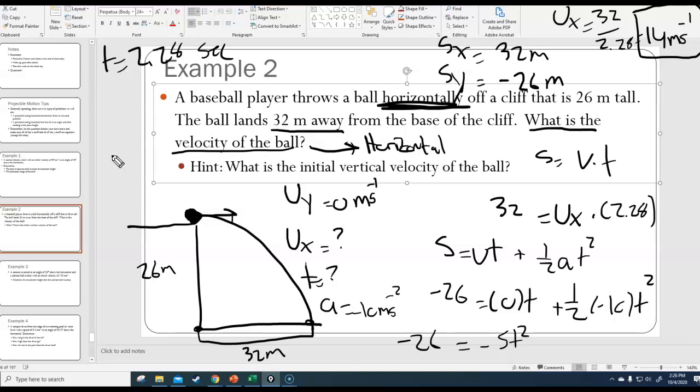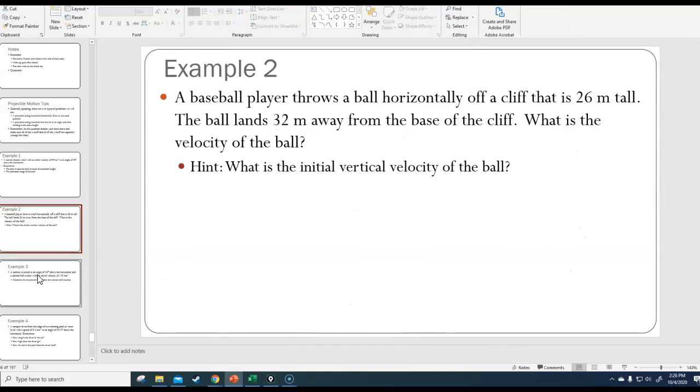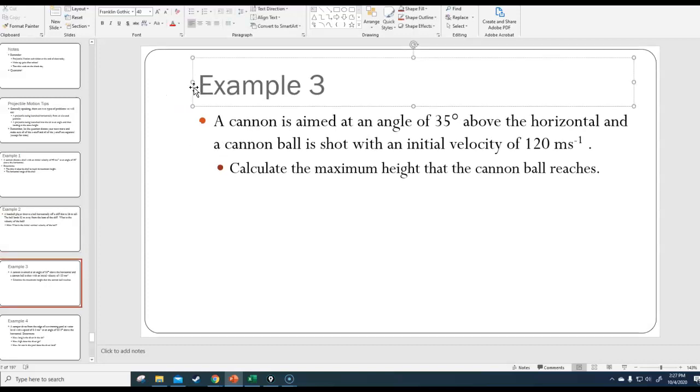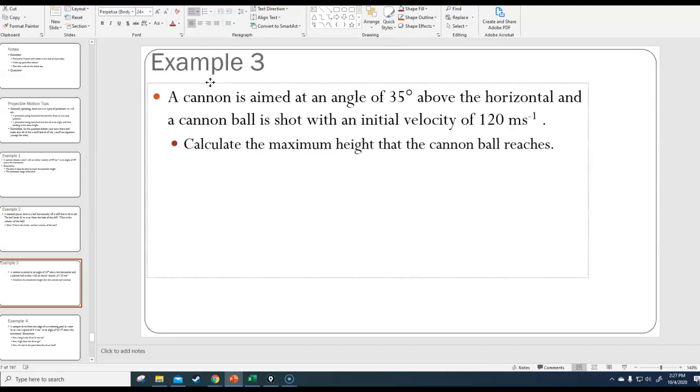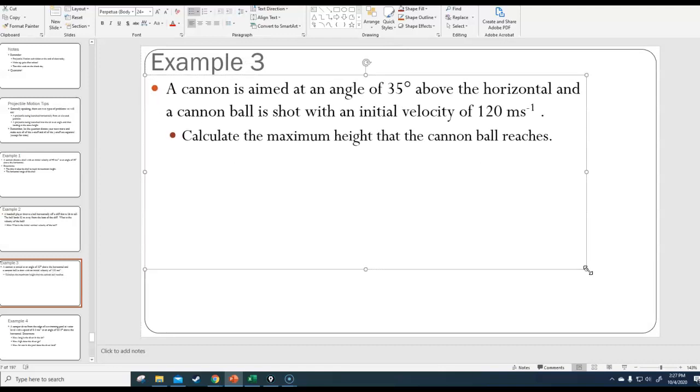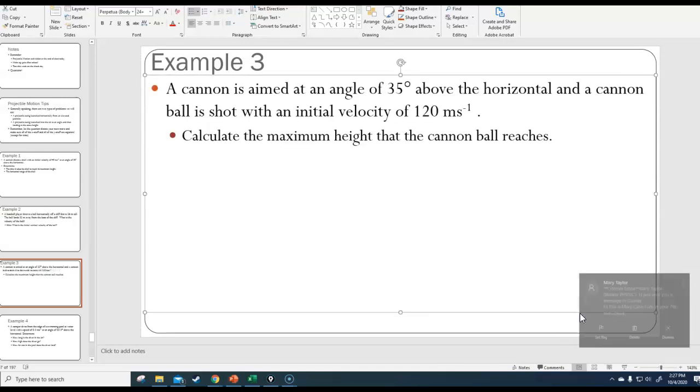So you've now seen one problem of each type for projectile motion: one problem where you have a projectile launched at an angle returning to the same height, and one problem where it's launched horizontally from an elevated position. Okay, so I'm going to erase this, and I just want to take a look at one more quick example for right now. I want you to pause it here and try to do example 3 on your own.